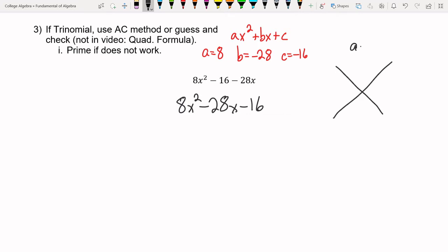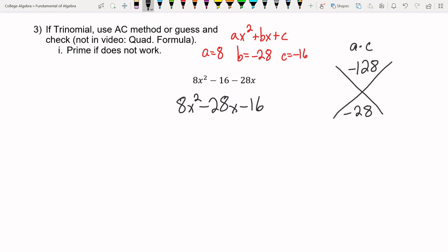On top goes a times c. A is 8, c is negative 16. A times negative 16 is negative 128. Then b is negative 28. Actually, I've done this wrong, because you should always ask the question, what is the greatest common factor? And if I do that, you're going to see these numbers are actually going to get smaller. So let's take out the GCF first and then come back to this AC method.